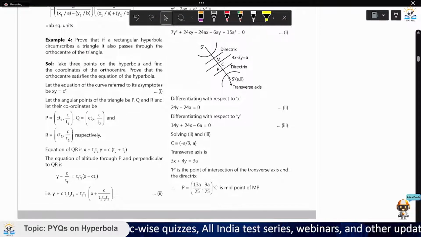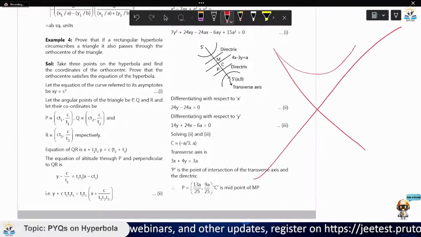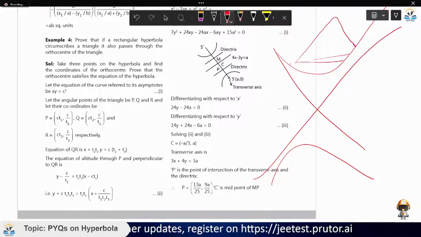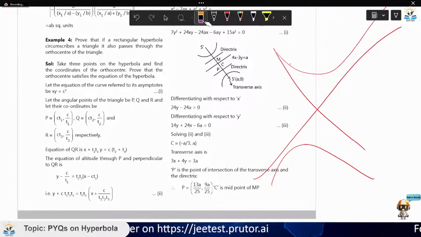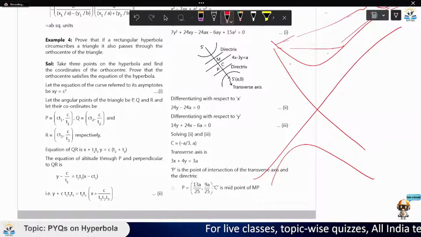Okay. So we have to prove that if a rectangular hyperbola circumscribes a triangle, it also passes through its orthocenter. So what they're trying to say is there is a rectangular hyperbola, and if it circumscribes a triangle, it also passes through the orthocenter. So the orthocenter can also lie outside the triangle, right? So it would pass through the orthocenter as well.